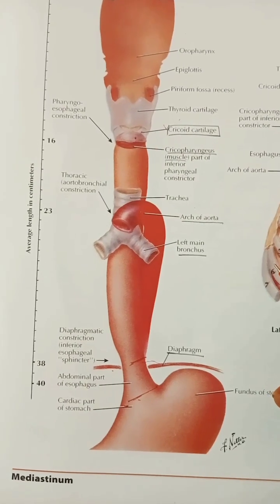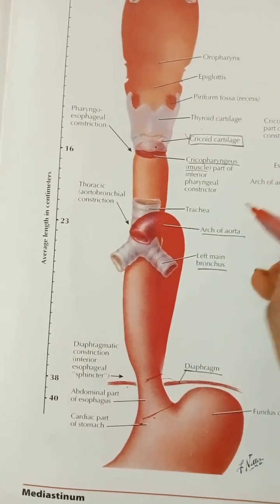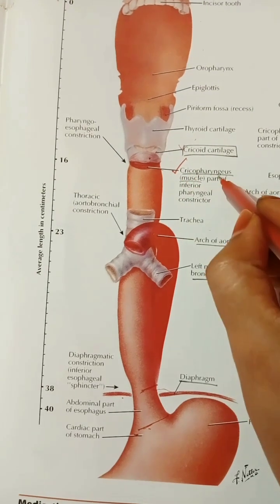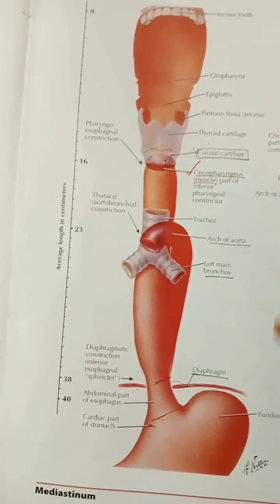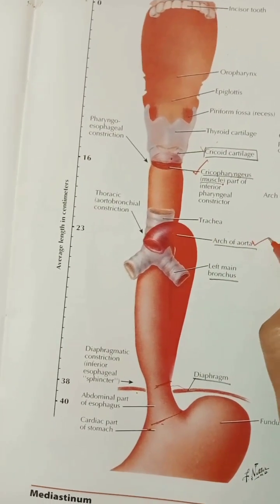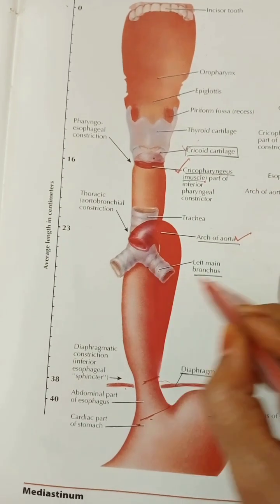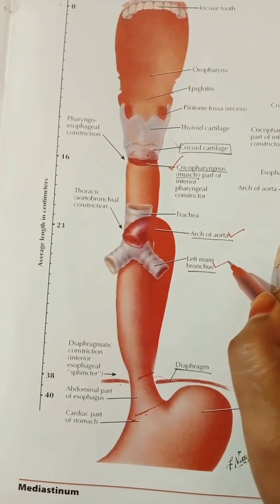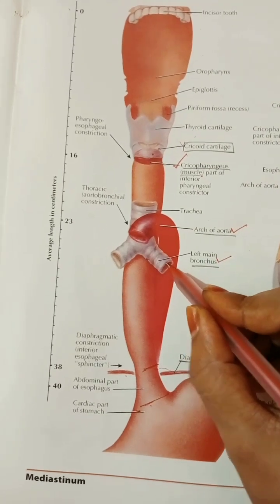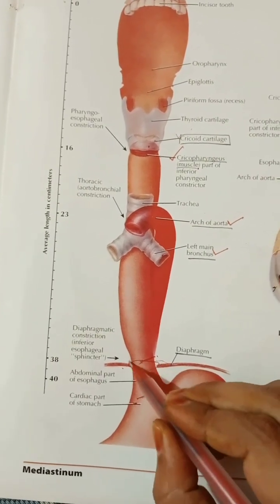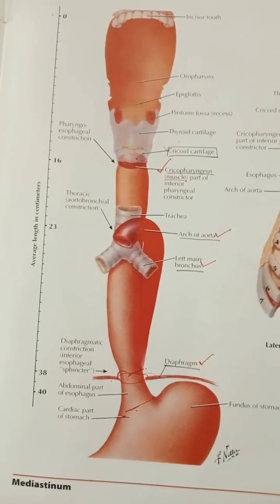Now the constriction of the esophagus. The esophagus is constricted at four sites. At its commencement it is constricted by the cricopharyngeus muscle. Then at the level of the arch of aorta, this constriction is known as the aortic constriction. Then it is constricted by the left principal bronchus, known as the bronchial constriction. And the fourth constriction, when it passes through the esophageal opening of the diaphragm, is known as the diaphragmatic constriction.